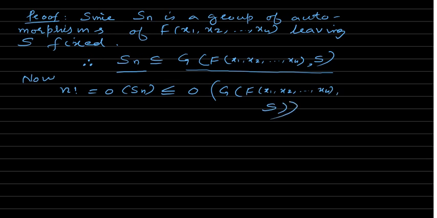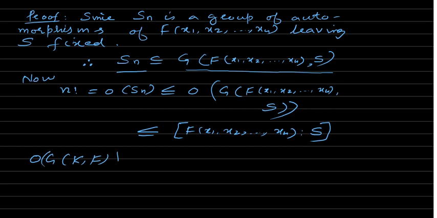Okay, this order is less than or equal to the extension degree of F(x1, x2, ..., xn) over the field of symmetric rational functions. This we have done. We actually proved this: the order of G(K/F) is less than or equal to the degree of K over F. This is the result given to us.